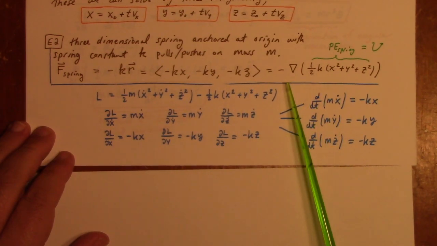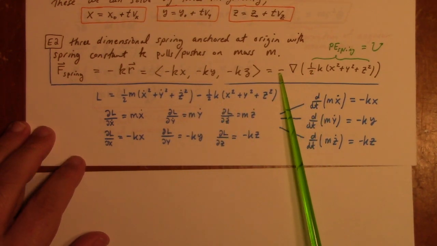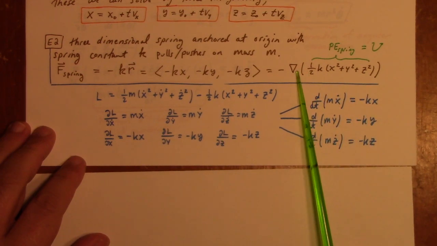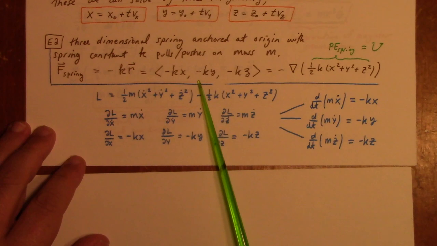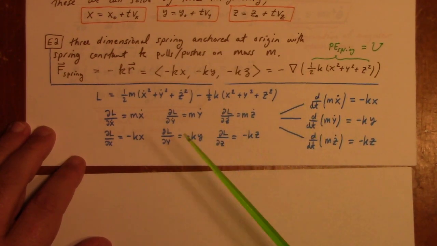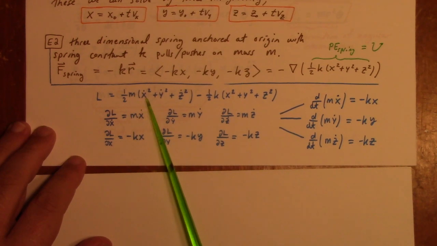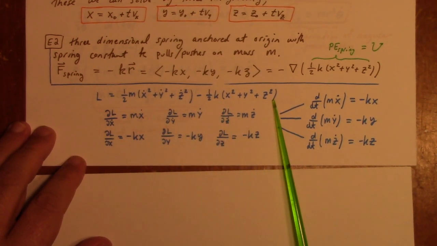And so if I look at that, that's minus the gradient of 1/2 k times x squared plus y squared plus z squared. The gradient of this gives me that, which makes it the potential energy, right? Because the force is equal to minus the gradient of the potential energy. And anyway, the Lagrangian is 1/2 m times x dot squared plus y dot squared plus z dot squared, that's the kinetic energy, minus the potential energy.